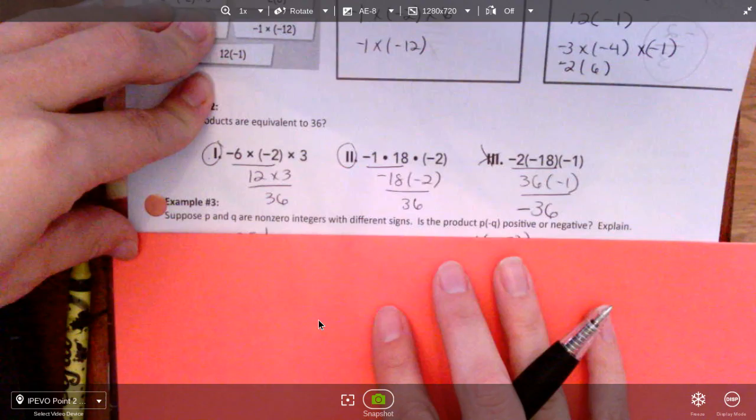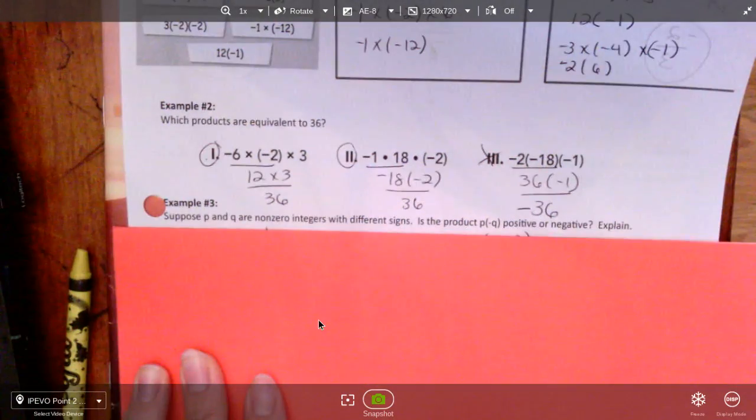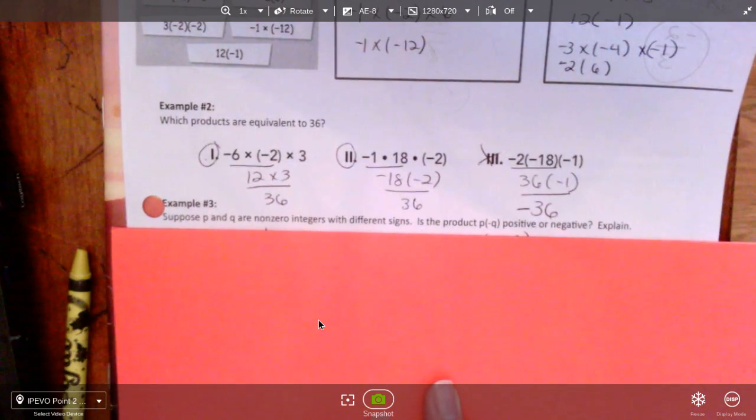They're saying, suppose that P and Q are non-zero integers with different signs. Is the product P times negative Q positive or negative?